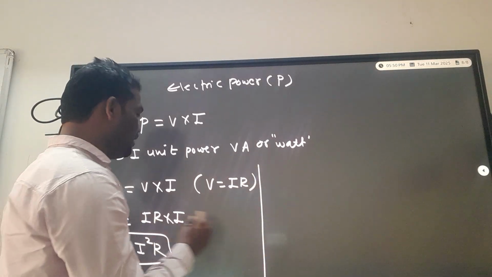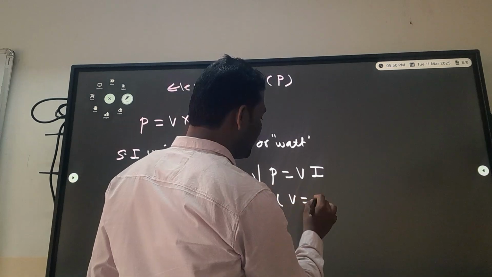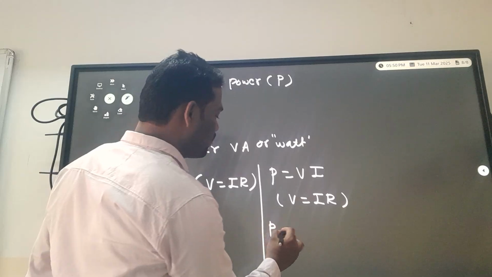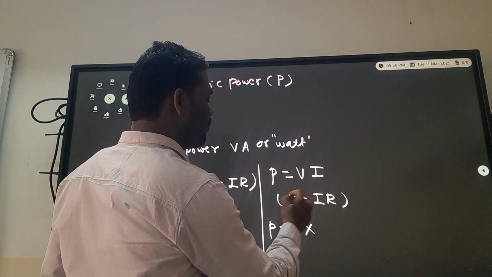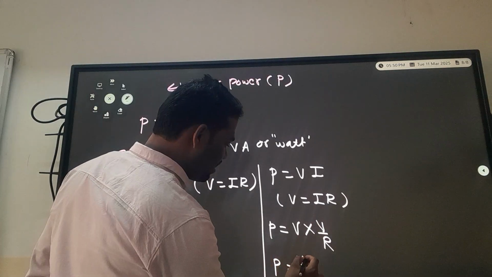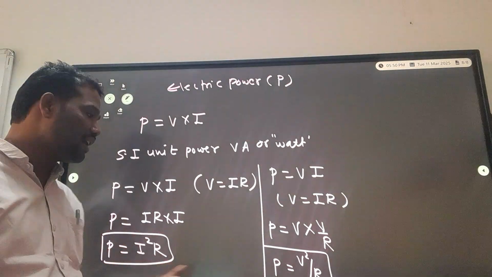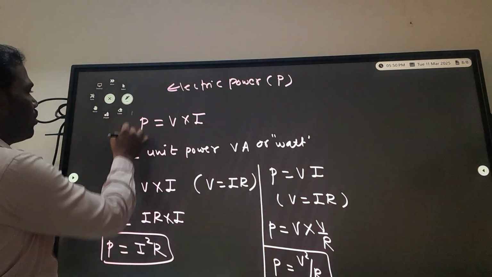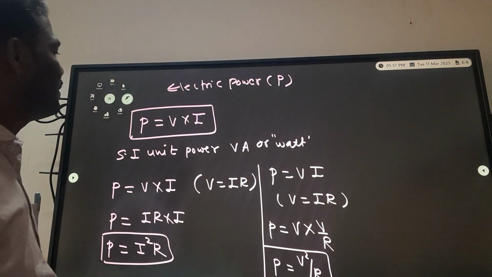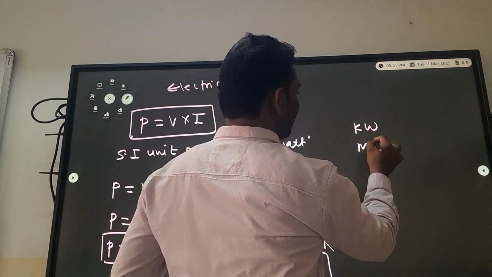Now the next form: power is equal to VI, and again we use Ohm's law, that is V is equal to IR. So we can write instead of I, V divided by R. So power is equal to V as it is, and instead of I, V divided by R. So V multiplied by V divided by R, so V square divided by R. So this is another form of the electric power. So power is I square R, it is V square by R, and power is equal to voltage multiplied by current.